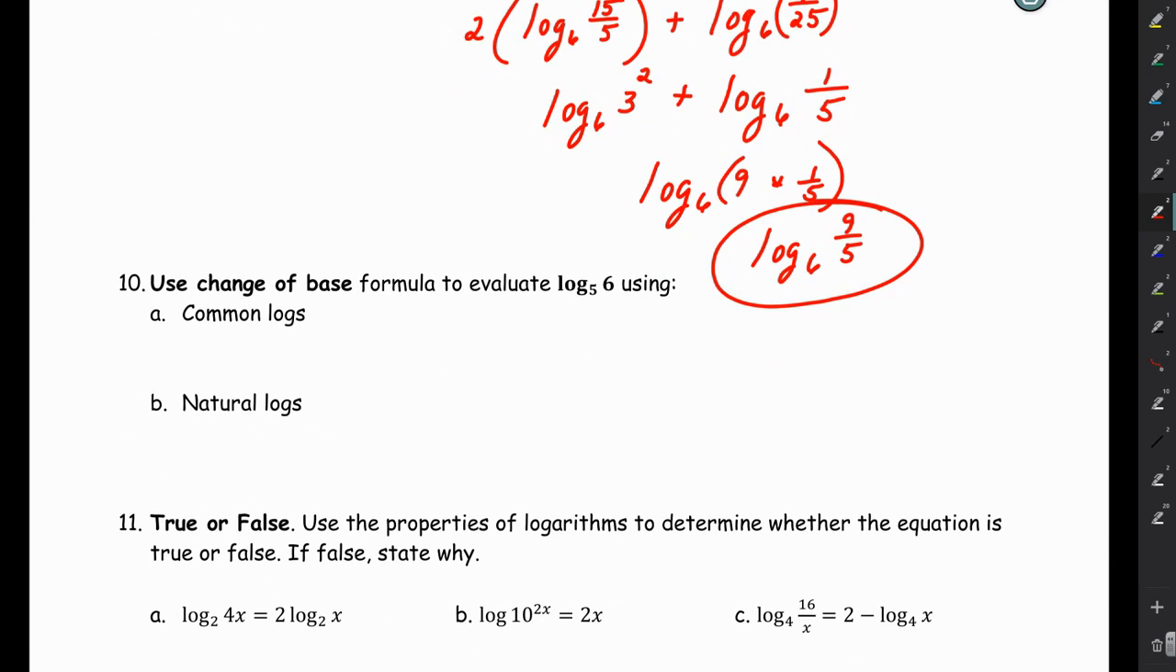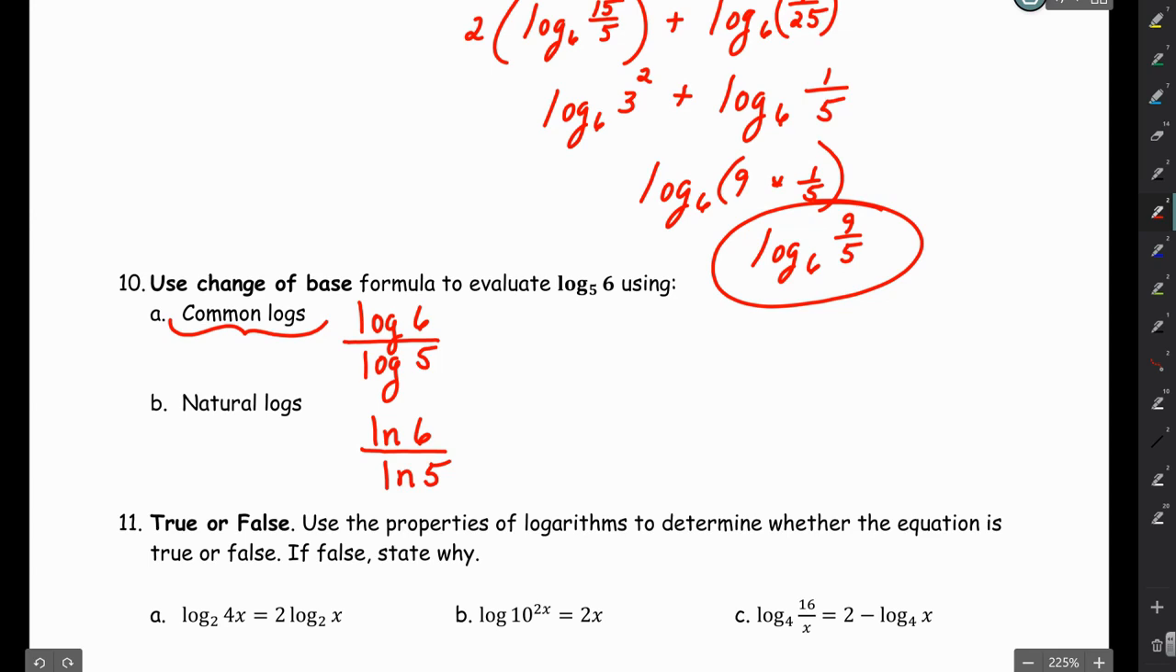We're going to use the change of base formula to evaluate log base 5 of 6. It says to use common log, so we want to use log base 10. We didn't write the base, so we know we're writing in log base 10. And if we want to write that as a natural log, we would use log base e. Shorthand for that is ln of 6 over ln of 5. So these all mean the same thing.